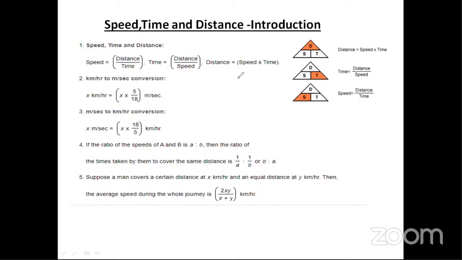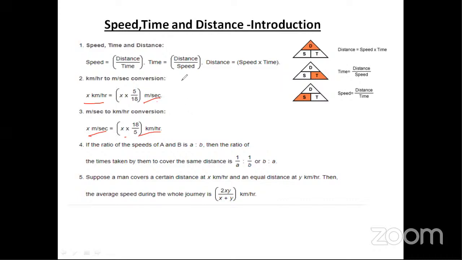Now that is the first part. The second part is that sometimes we may have to convert these things. For example, if the speed is in km/h, we may have to convert it to meter per second. Or if it is in meter per second, we may have to convert it back to km/h. How do we do it? Let us understand how we do these conversions.